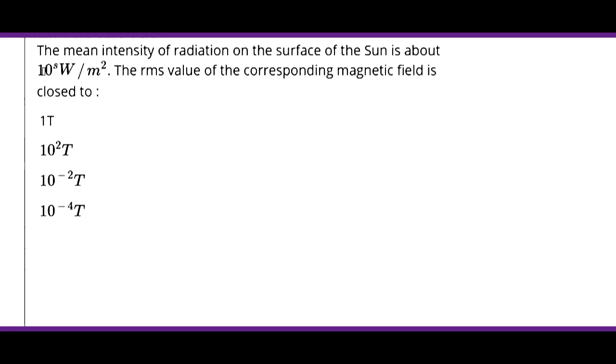Hello everyone, the question says that the mean intensity of the radiation on the surface of the sun is about 10 raised to power 8 watt per meter square. The RMS value of the corresponding magnetic field is close to. So in this question we have to find out the B RMS value, that is root mean square value of magnetic field.